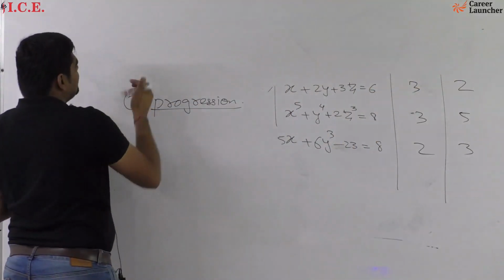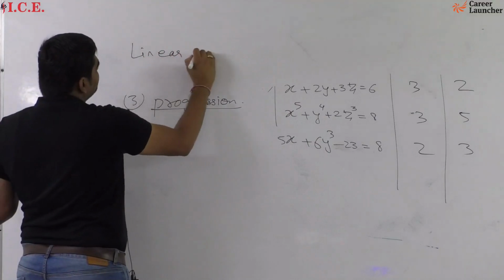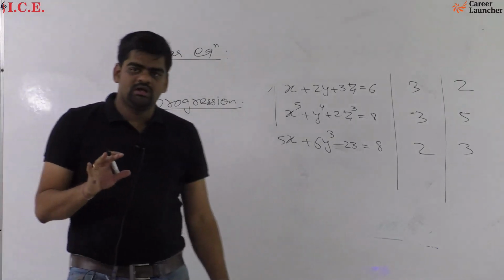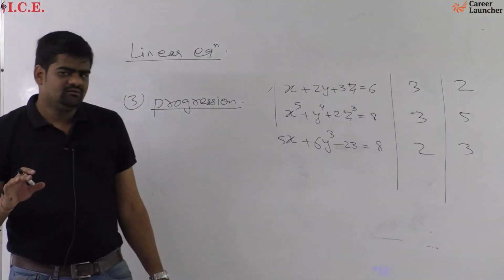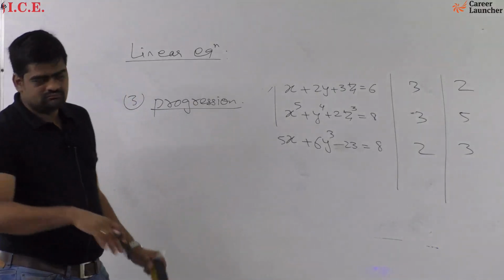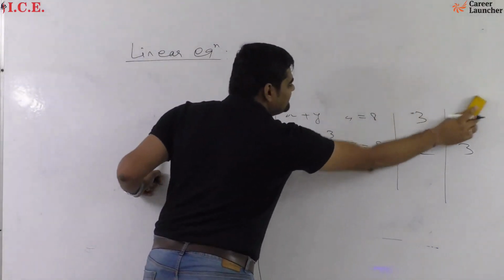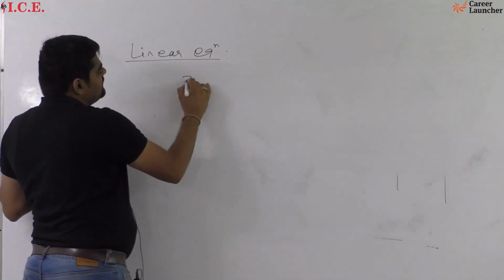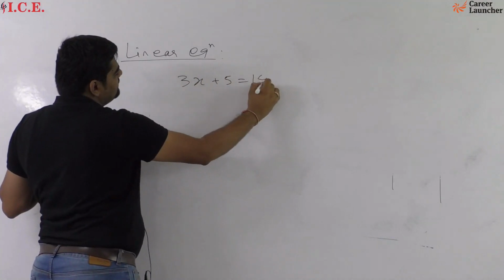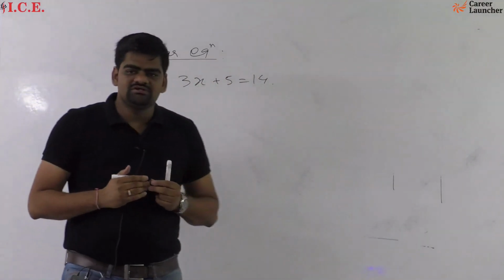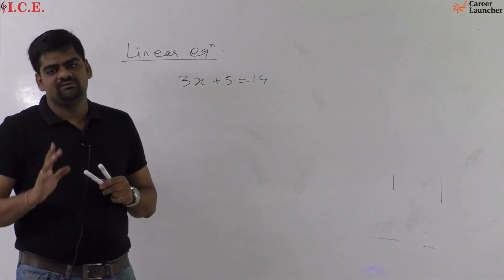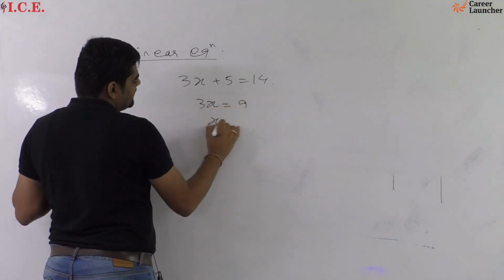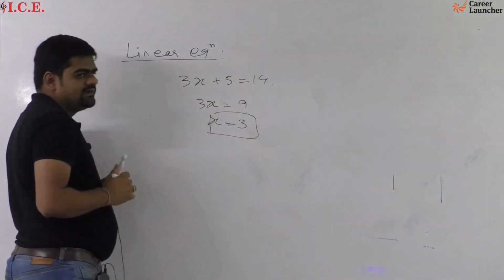Now I am very clear that you guys understand which equations are called linear equations. Degree equal to 1, variables can be 1, can be 2, can be 3. Can be more than that, but in our syllabus typically we will restrict our discussions to only 3 variables. For example, if I say 3x plus 5 is equal to 14, is it a linear equation? Yes. In how many variables? 1 variable. Can we solve this? Yes, we can solve this. This will become 3x is equal to 9 or x is equal to 3.